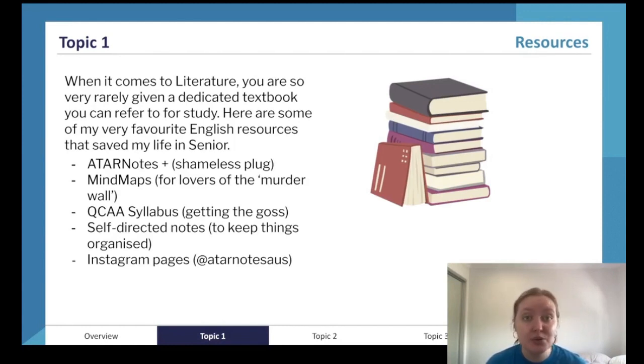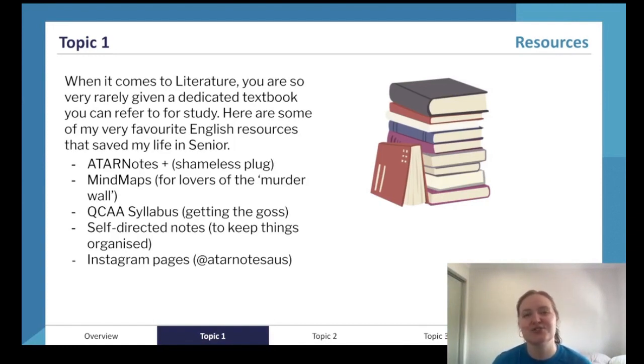If you are a visual learner, if you find yourself needing to be able to connect different themes and elements and characters together to make sense of it all, then I encourage you to be thinking about making some mind maps for yourself. Famously, within my cohort at school, I had a series of murder walls on my room wall at home where I was connecting the dots between different characters and relationships within my senior texts.